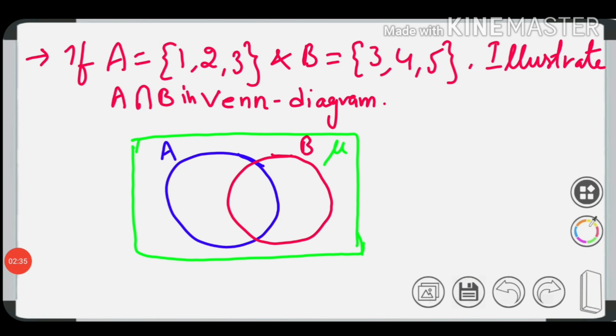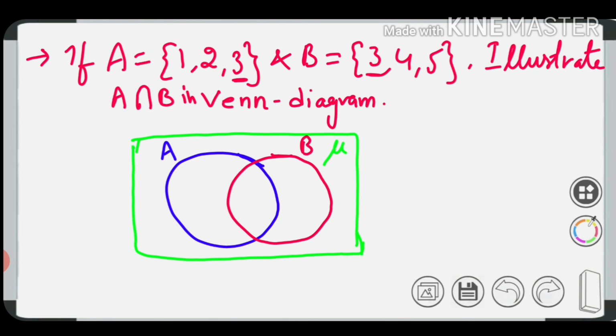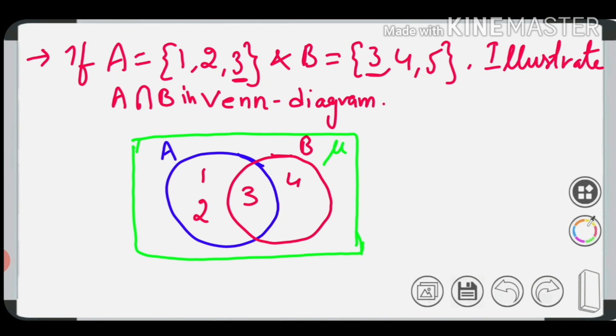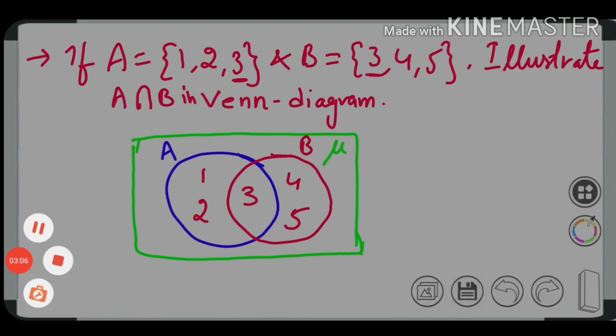See this, A is equal to {1, 2, 3}, B is equal to {3, 4, 5}. Illustrate A intersection B in a Venn diagram. So we have to represent this situation in a Venn diagram. If you observe {1, 2, 3}, 3 is the common element, and the remaining elements are 1, 2 in A, and 4, 5 in B. Now we have to represent that in the Venn diagram. Here, the common element you have to write in the middle, and the remaining elements 1 and 2, and the remaining elements 4 and 5 here.